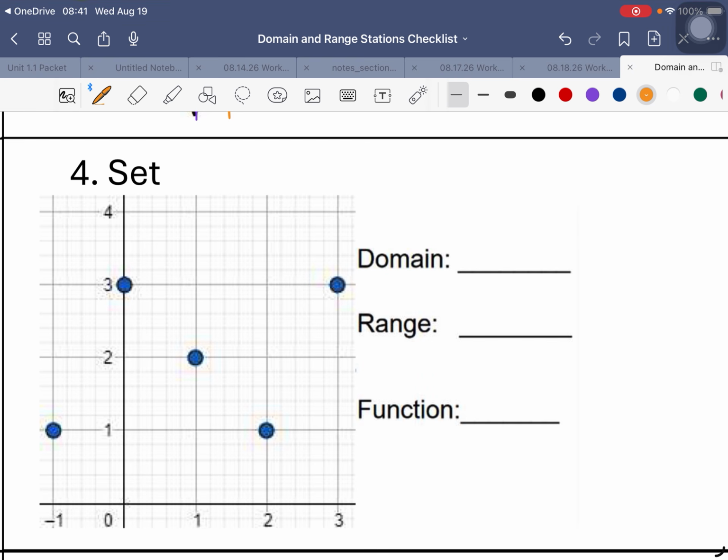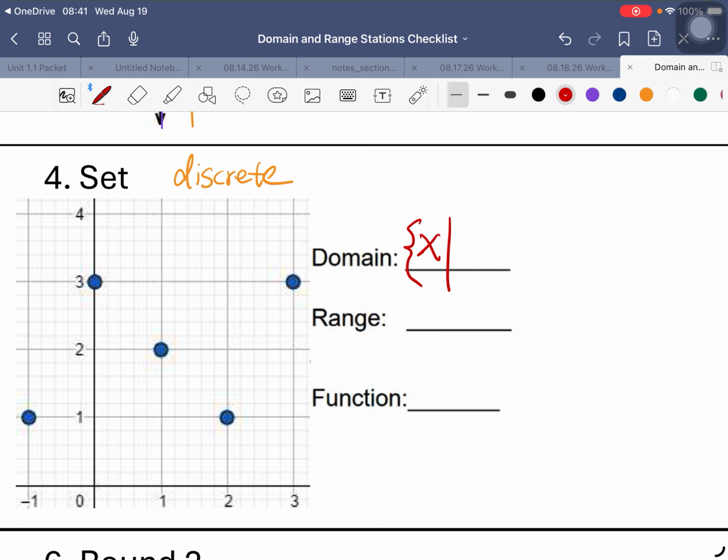The last one, we only see those dots. They are called a discrete function. And it wants set notation. Again, set notation for discrete, we have the fancy bracket x such that, and we list all the x values for domain and close the bracket. For the range, fancy bracket y such that, close the bracket, and we list all the y values.